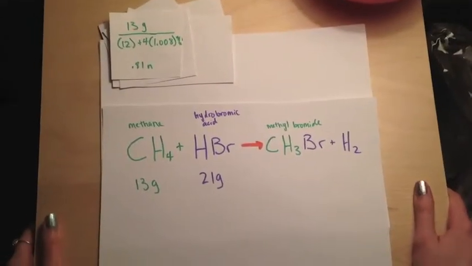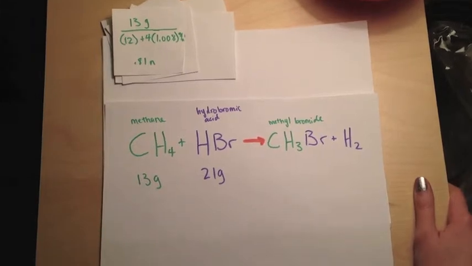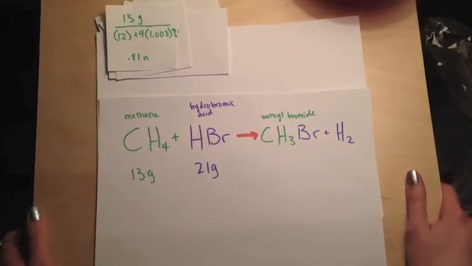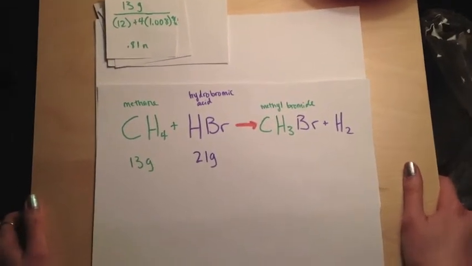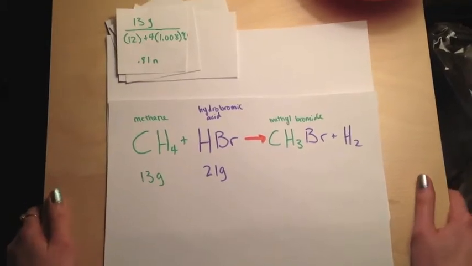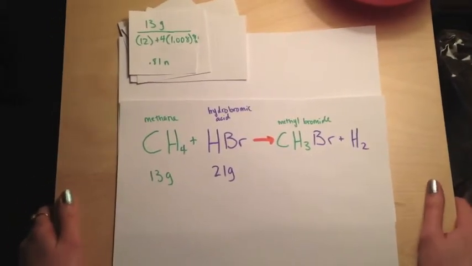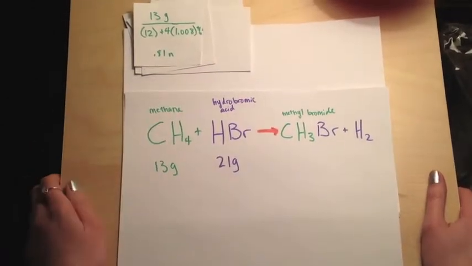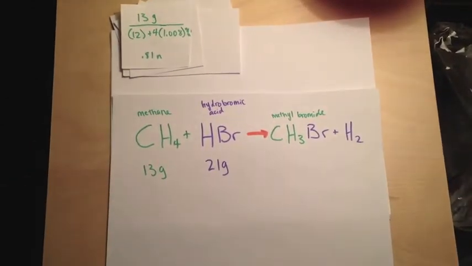I'm going to be doing Let's Practice Problem 3 from Video B of Topic 14. The problem is asking us to find the mass of methyl bromide given the mass of the two reactants and the chemical equation. So the information we have is a chemical equation, which is a mole ratio, and we have to make sure it's balanced first of all in order to use it.